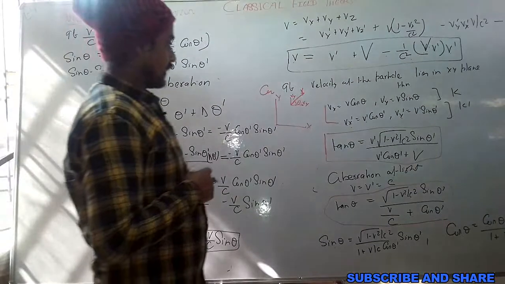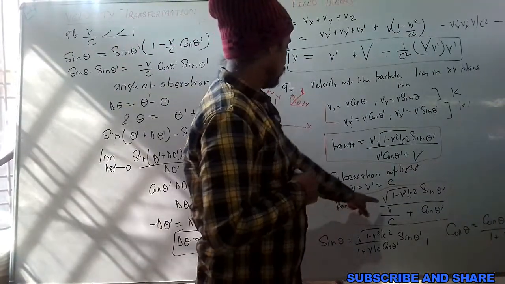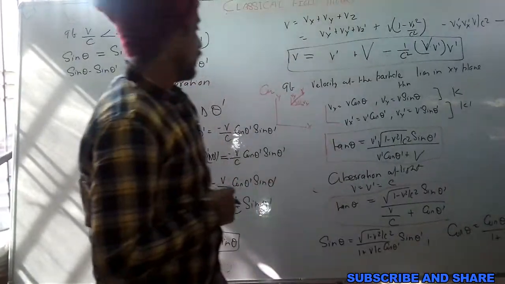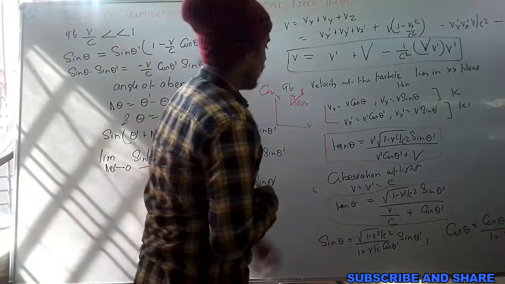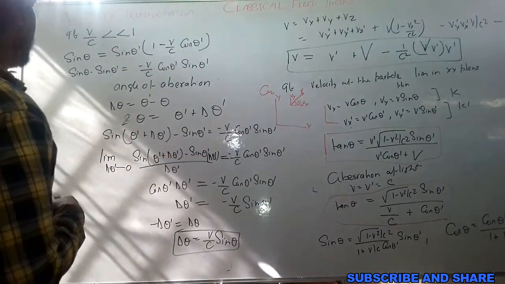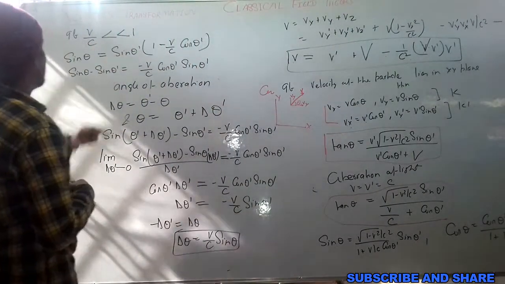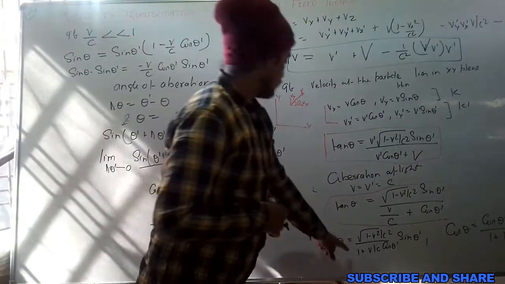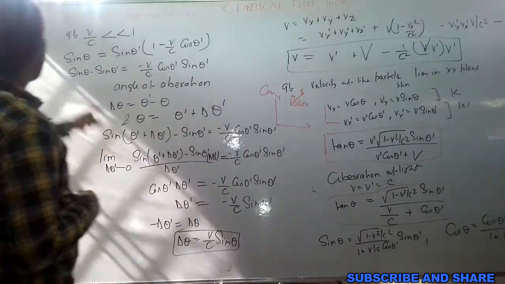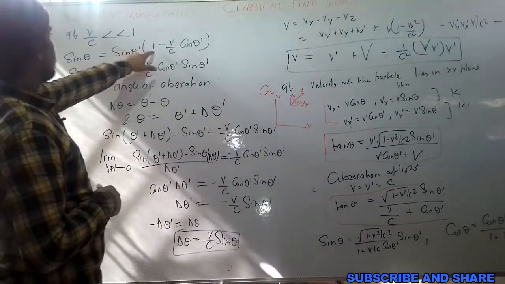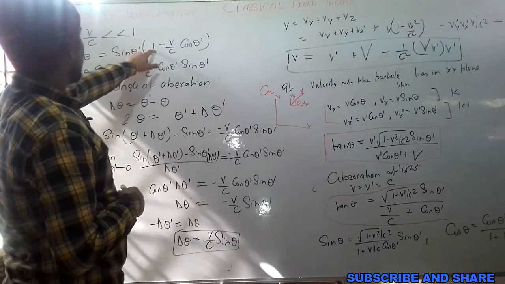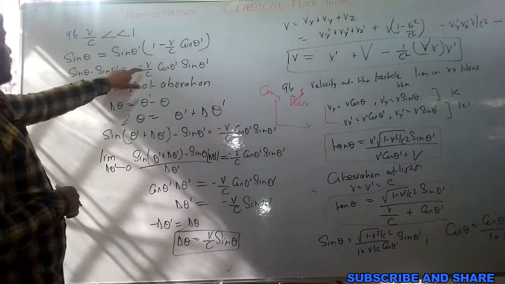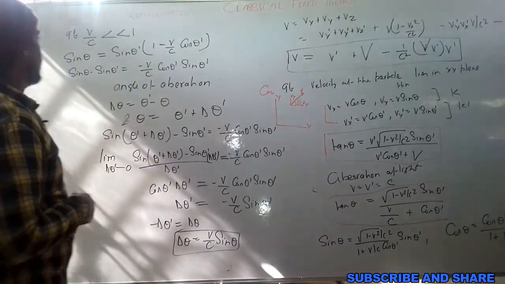Now we have calculated tan theta is equal to this much, and from this we can derive sin theta and cos theta values. Now this is for the case of aberration of light. Now suppose that V by c is much smaller than 1, then we can expand this one and we will get sin theta is equal to sin theta dash multiplied by 1 minus V by c cos theta dash, and sin theta minus sin theta dash is equal to minus V by c cos theta dash sin theta dash.